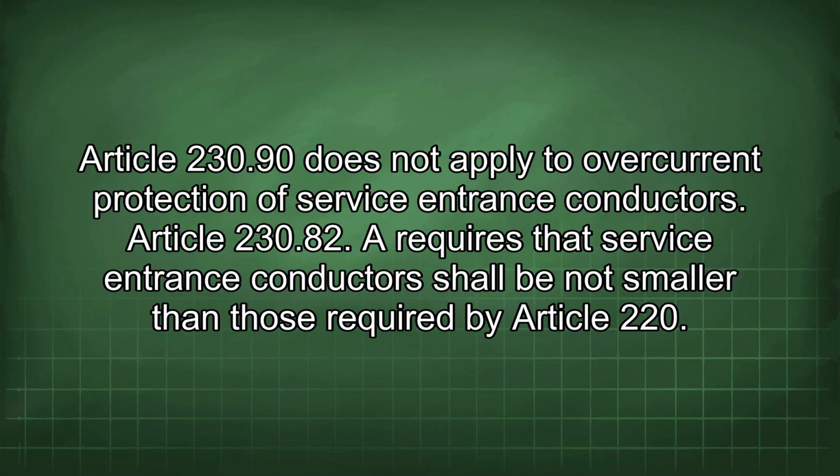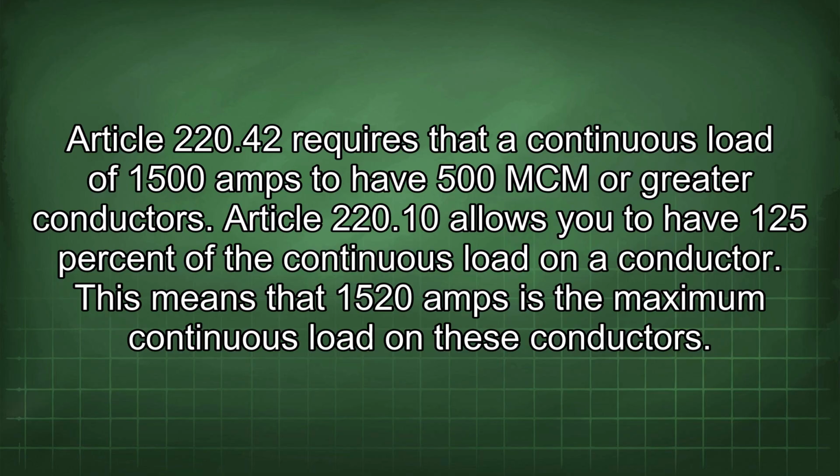Article 230.90 does not apply to overcurrent protection of service entrance conductors. Article 230.82 requires that service entrance conductors shall be not smaller than those required by Article 220. Article 220.42 requires that a continuous load of 1500 amps have 500 MCM or greater conductors.